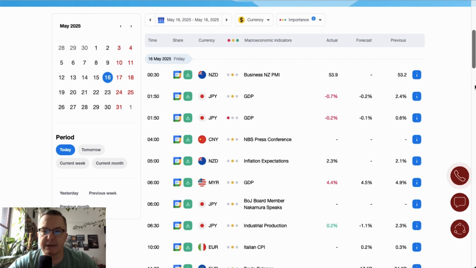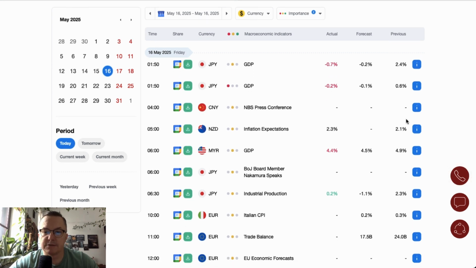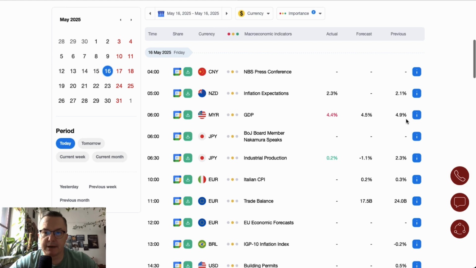We got some business PMI from New Zealand, 53.9, which beats the expectations of 53.2. GDP in Japan goes down from 2.4 to minus 0.7, and the quarterly GDP goes down from 0.6 to minus 0.2. So terrible data from Japan.